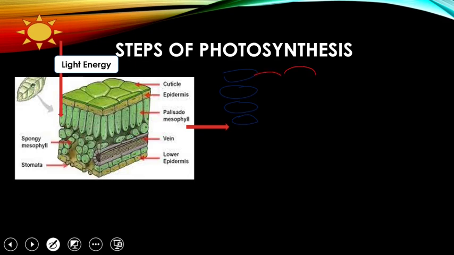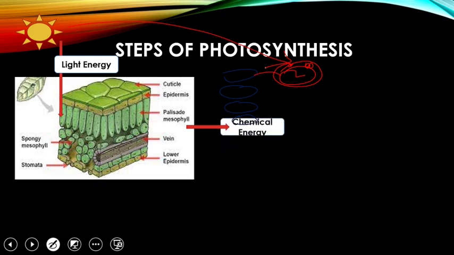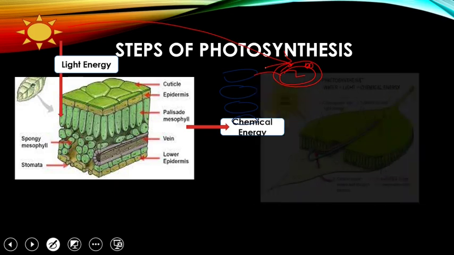Every granum is made up of a single disc thylakoid. Inside the thylakoid, there is lumen. Lumen is filled with water. Here on the wall of the thylakoid, chlorophyll pigments and other pigments are present. So light energy is absorbed by these pigments. These pigments on the thylakoid absorb the light energy and convert the light energy into chemical energy.